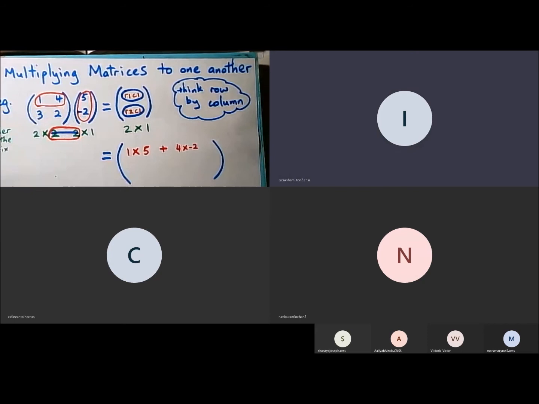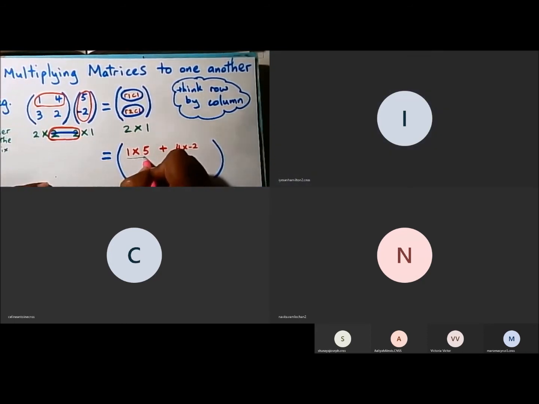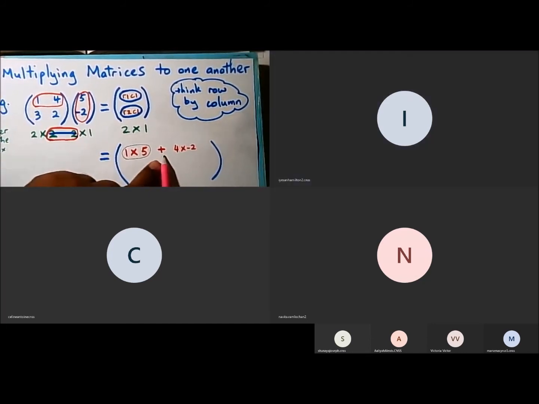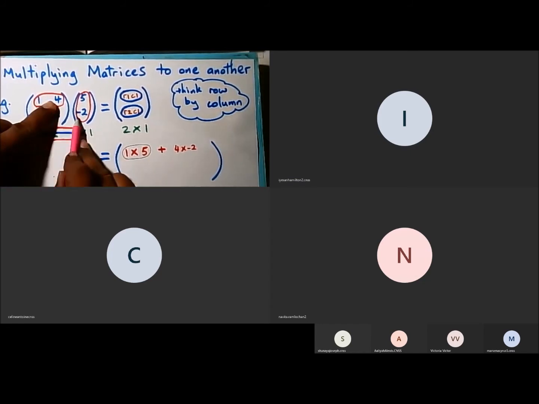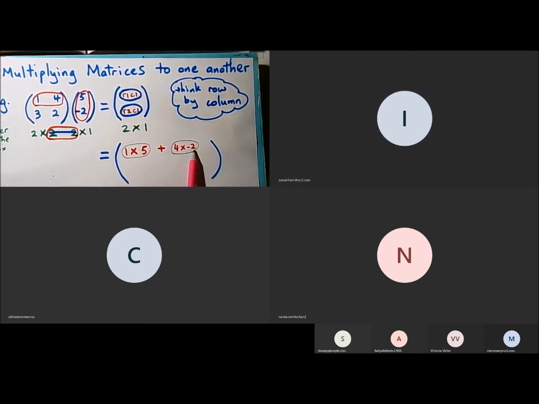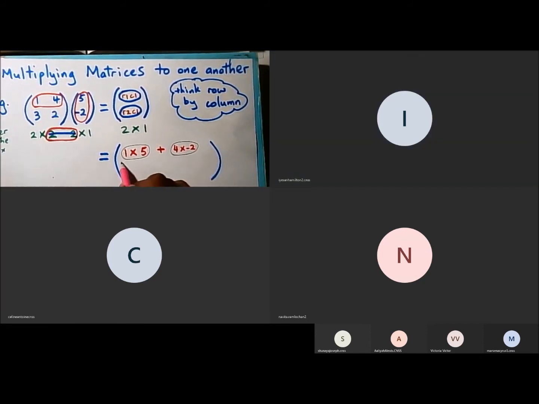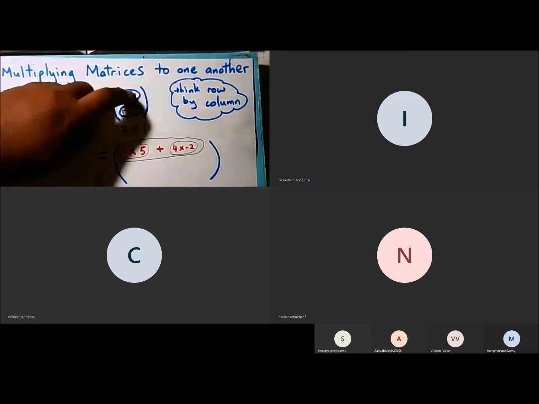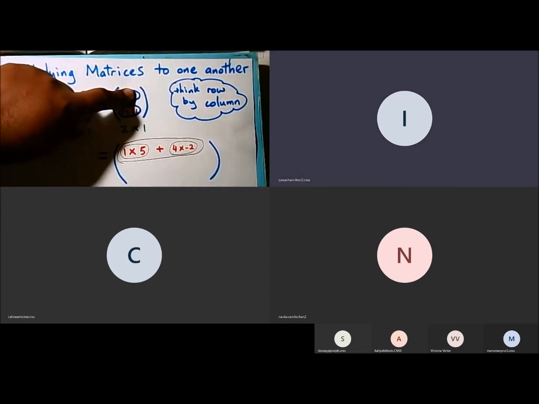What I like to do to keep track of my parts, I like to put circles in it. So I know that the first part is 1 times 5. And then I'm adding it to the next part, which is 4 times minus 2. And when I work out all of that, I will get one number. And that one number is going to be here. That's my one number on top.